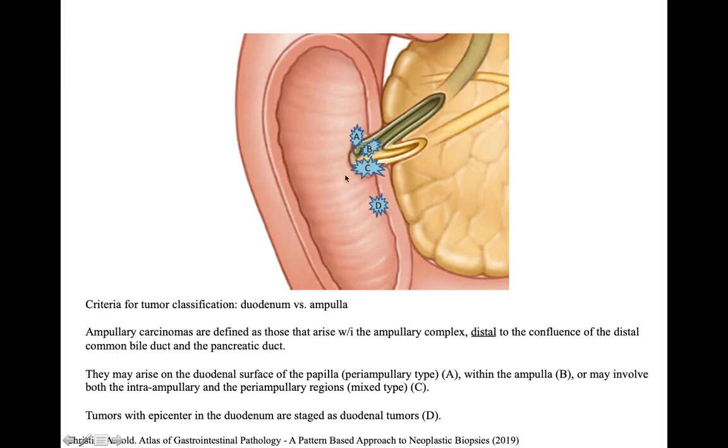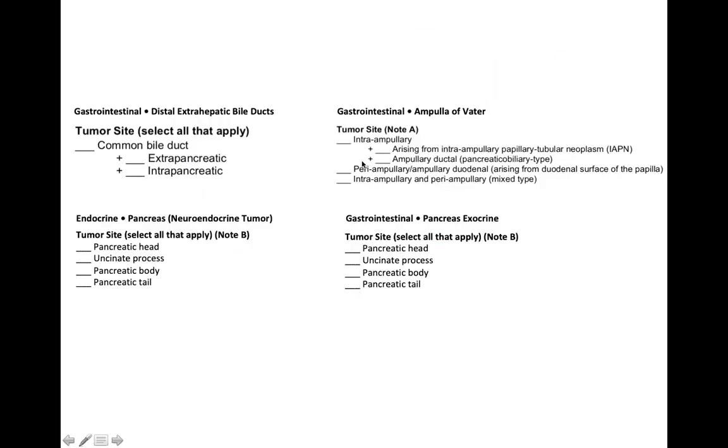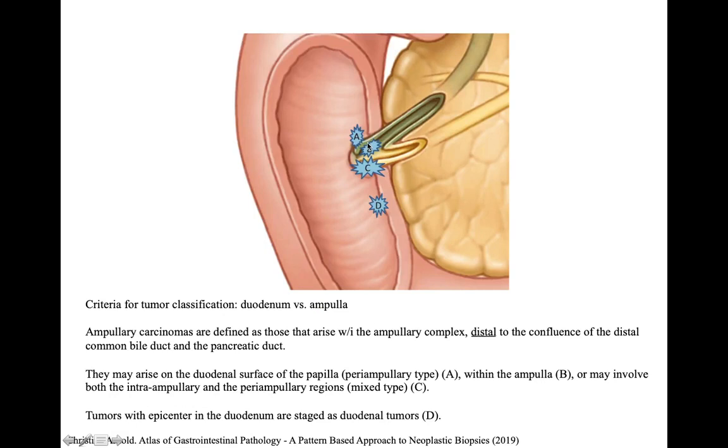And keep in mind, the ampulla area is right after the confluence of the distal bile duct and the distal pancreatic duct occurs. So it's just this area over here. And C, when it arises like over here, it could be the intra-ampullary and periampullary region. Here you have to specify all of that. The way you determine this is that you find the epicenter of the tumor and you stage it based on the epicenter where the main tumor mass occurs. This can be tricky, but it is beyond the scope of this talk.